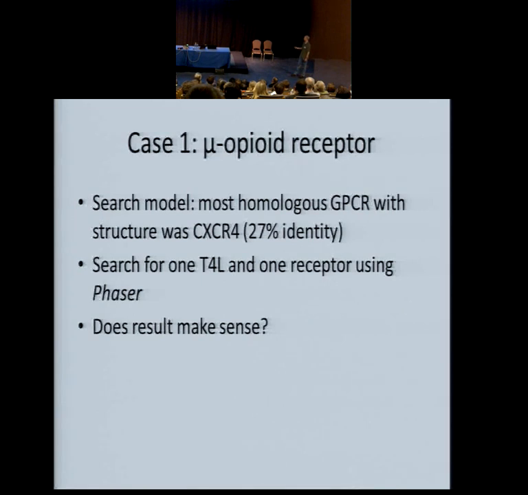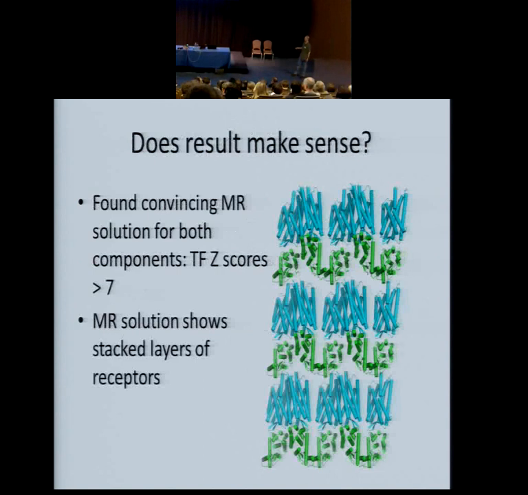And then finally, when we get a solution, we can ask, does it make any sense, just based on TFZ scores and so on, but also based on what the packing looks like. So as I said, this was actually a fairly straightforward case. This is usually what we see when we solve a new structure in our lab. We got a solution almost immediately.